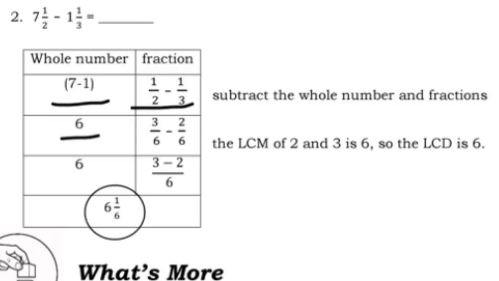Then they are now similar. So copy the denominator 6. Then 3 minus 2 is 1. So the answer is 6 and 1 over 6.